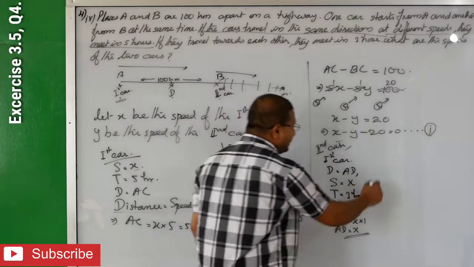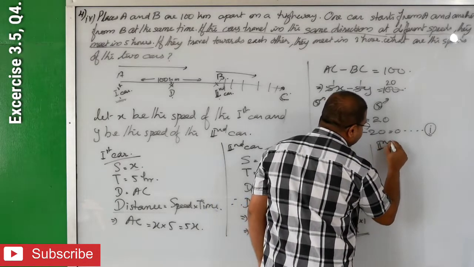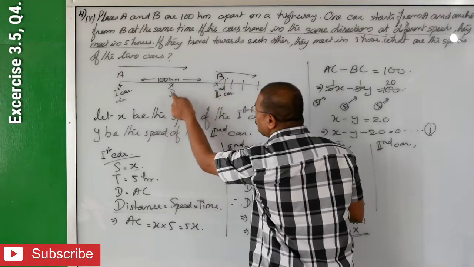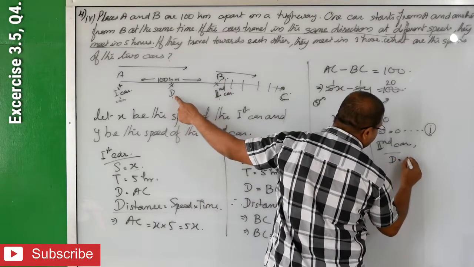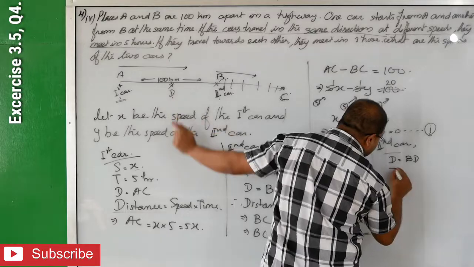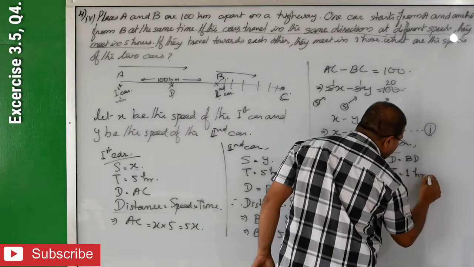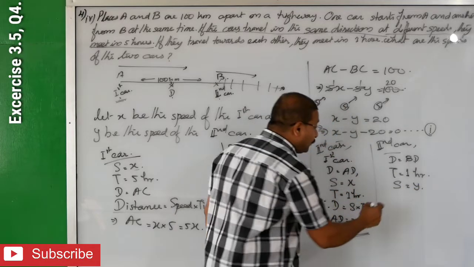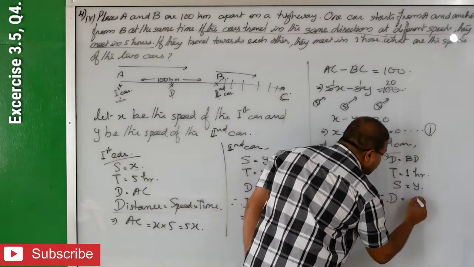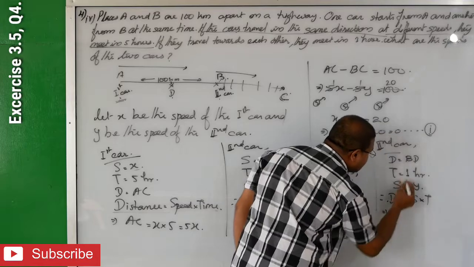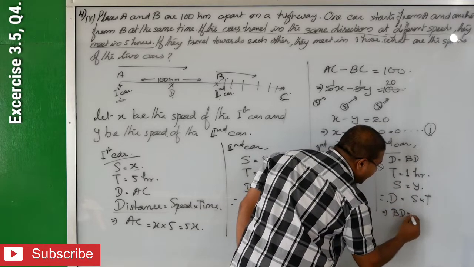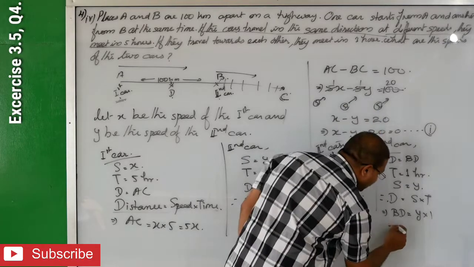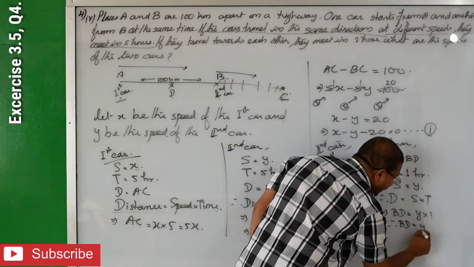Ready? Now the second car, what will happen? The distance traveled by the second car means B to D. That means distance equals BD, and of course time we know is 1 hour and the speed we already got is y. Therefore distance equals speed into time, that implies distance is BD. BD equals speed y into time 1. Therefore BD equals y.